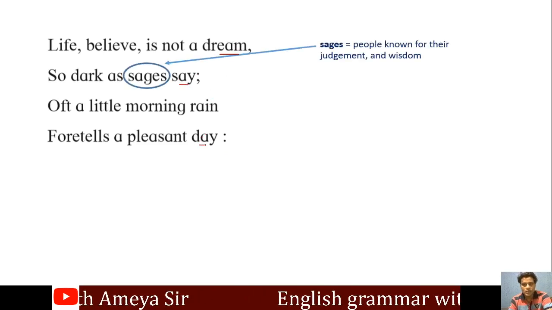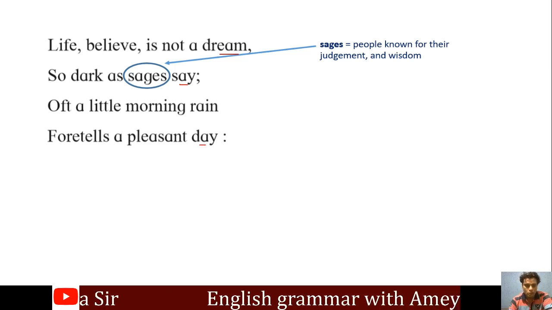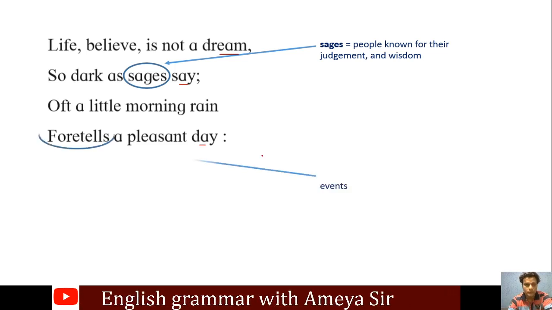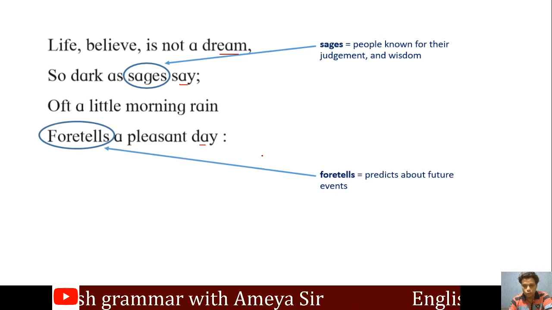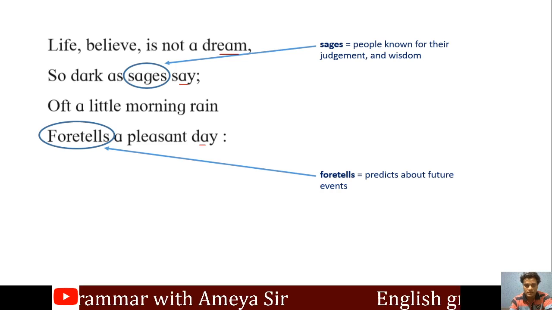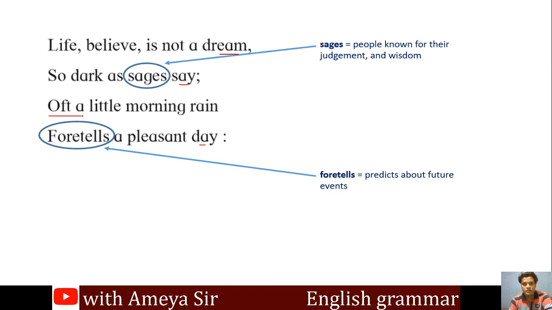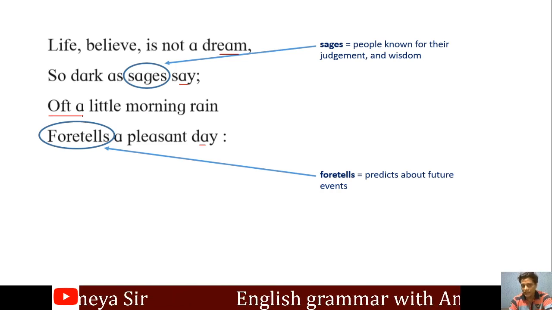Now, sages are the people known for their judgment. The Rishi Munis is the colloquial term here in India. Sages have a lot of wisdom, wise people, experienced people. Foretells means predicts future events, to foresee something. And the word oft, guys, is short for often. Often a little morning rain.